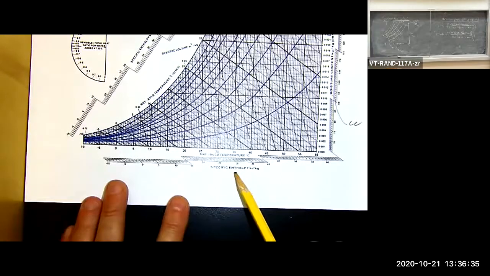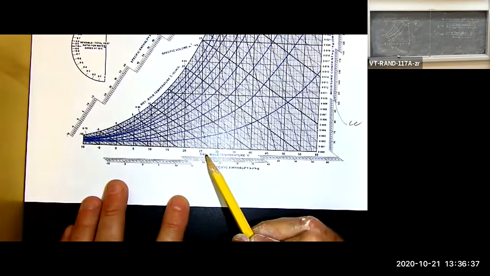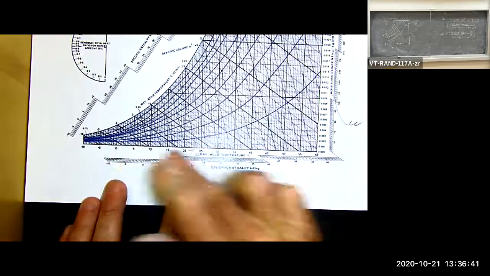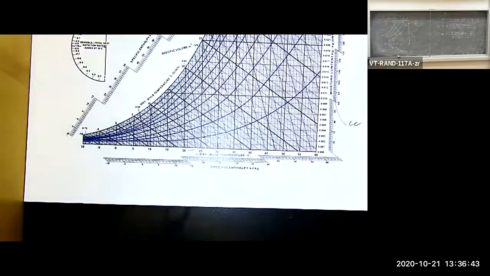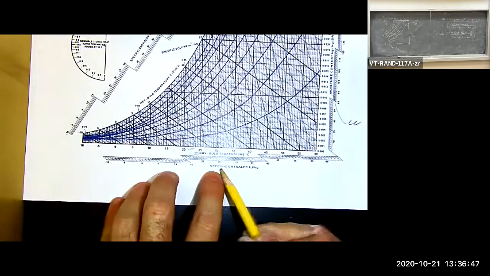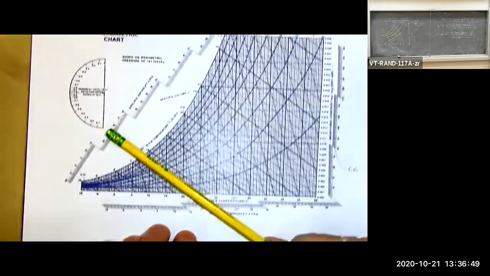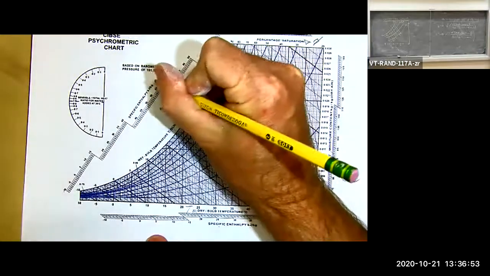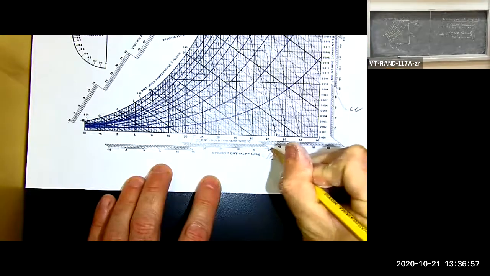Here we have dry bulb temperature. So this is your T. T is on the x-axis. This is called the dry bulb temperature. And then specific enthalpy. If you look here, it says specific enthalpy. So this is your H tilde, and this is your H tilde.